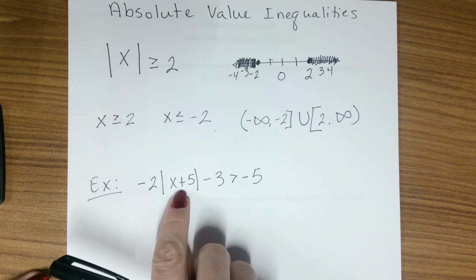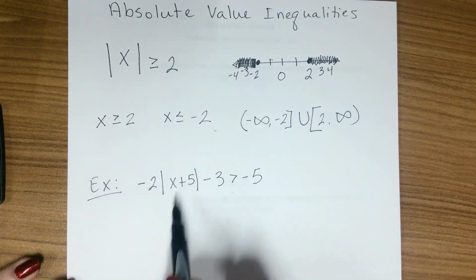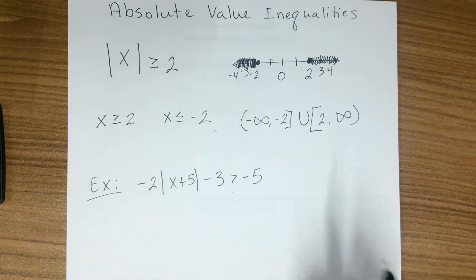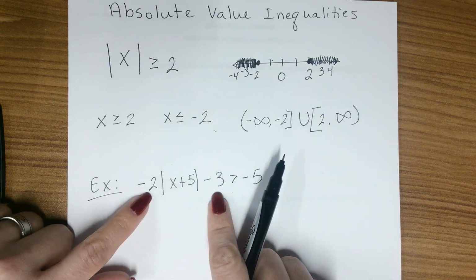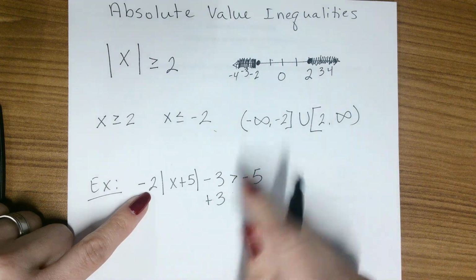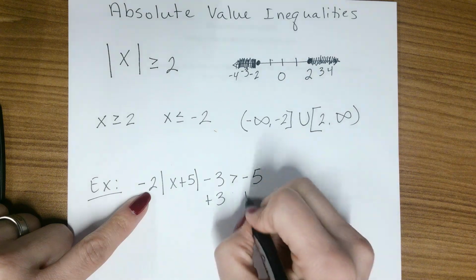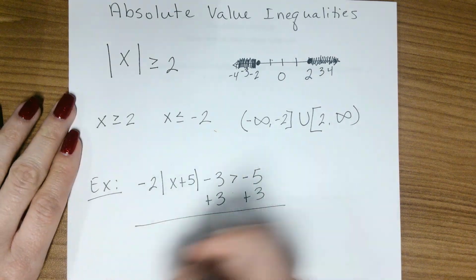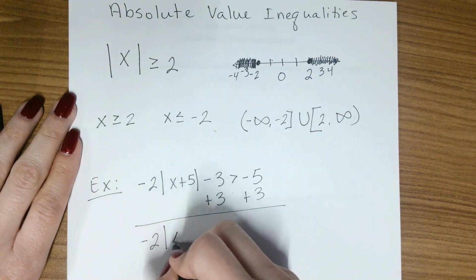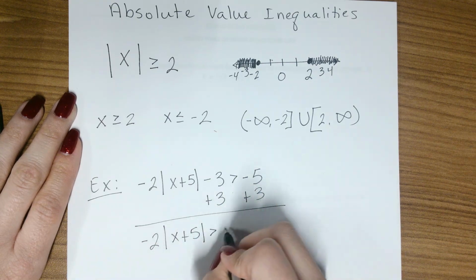It doesn't matter what's inside. I need to get everything that's outside away from the absolute value before I can split it apart. So I have a negative 2 and a positive 3 that I need to get rid of, starting with what is being added or subtracted. This 3 is obviously being subtracted, so I'll add it to both sides. I get negative 2 times the absolute value of x plus 5 is greater than negative 2.